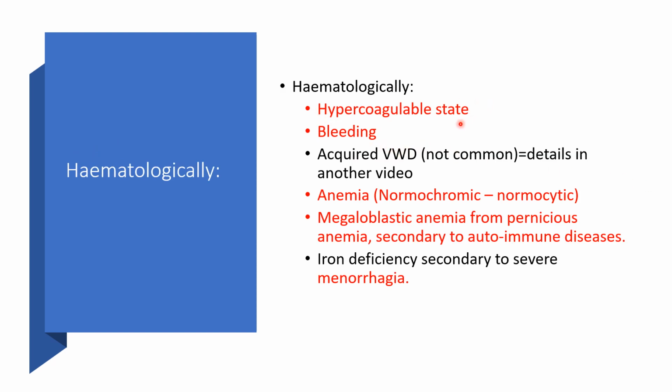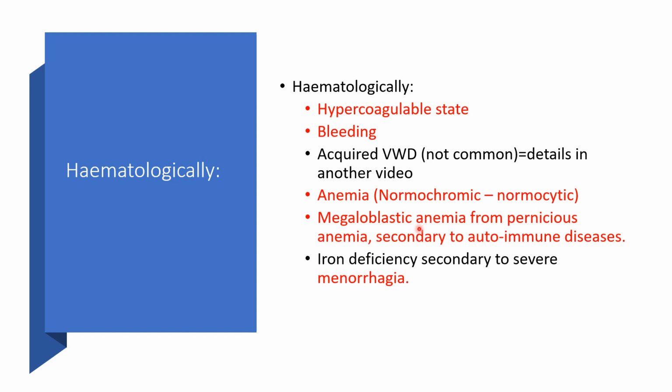Hematologically, the people in the hematological lab will be involved in hypothyroidism. Interesting. There'll be a hypercoagulable state. Might be bleeding. Acquired von Willebrand disease, though not common. I have details on acquired von Willebrand disease already published. You can check my channel for that. Then there will be anemia. In this case, it will be normochromic, normocytic anemia. And of course, megaloblastic anemia might be present.